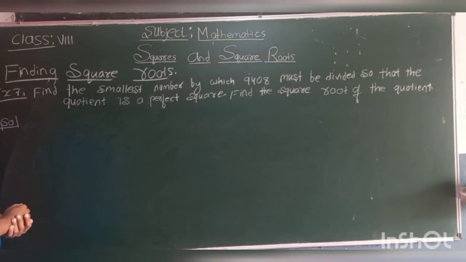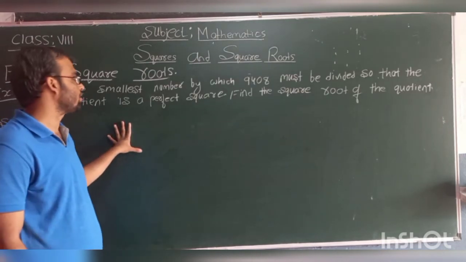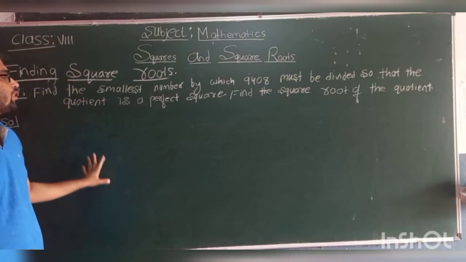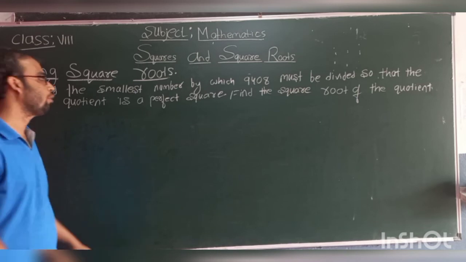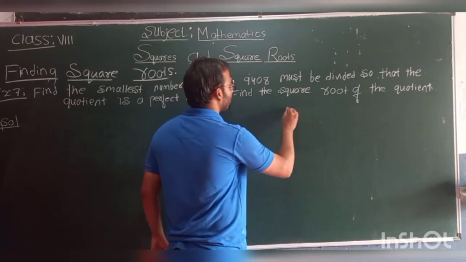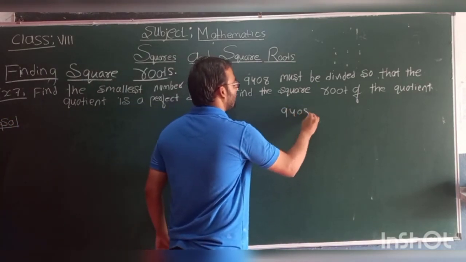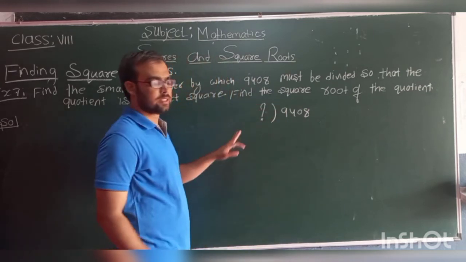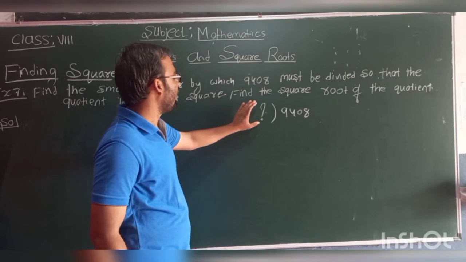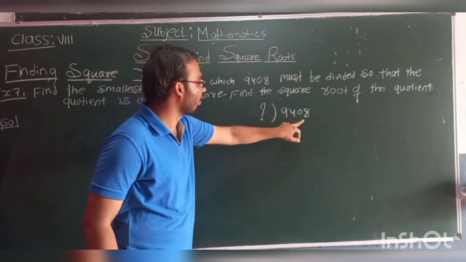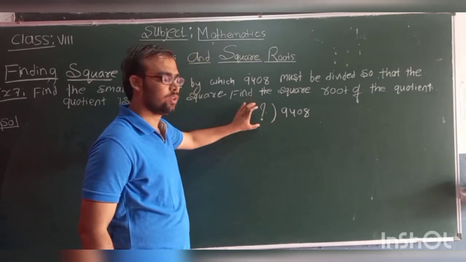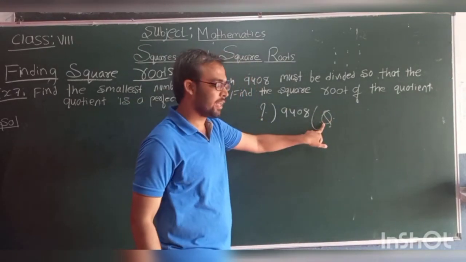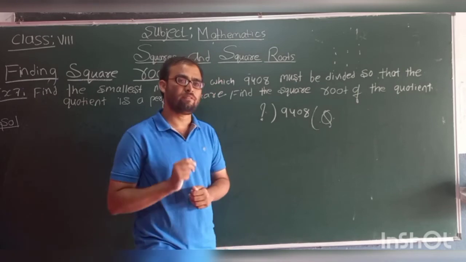What is given? Find the smallest number by which 9408 must be divided so that the quotient is a perfect square. Then find the square root of the quotient. Students, what we need to do is find a number such that when we divide 9408 by this number, the quotient that we get must be a perfect square.